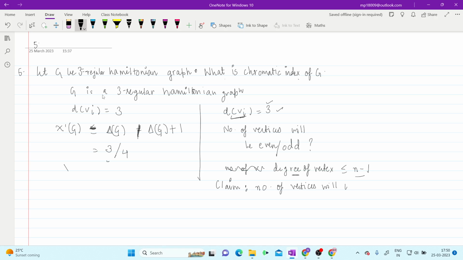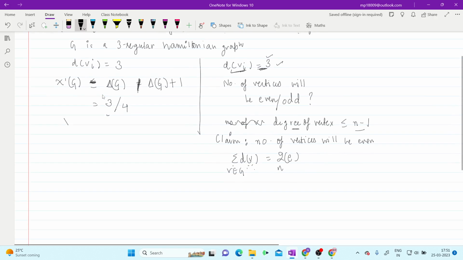The sum of degrees of all vertices is equal to 2 times the number of edges. Yes, that is right, because the sum of degrees of all vertices is always even. So from this we can conclude that the number of odd vertices will be even. And since all the vertices are odd here, this graph will have an even number of vertices.